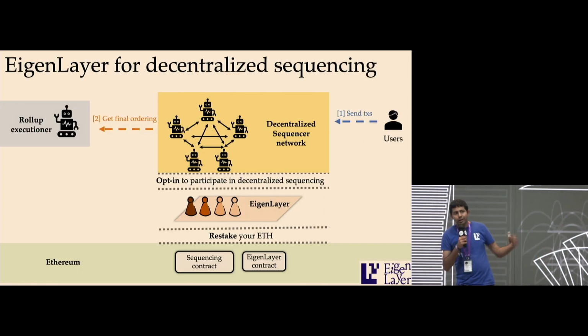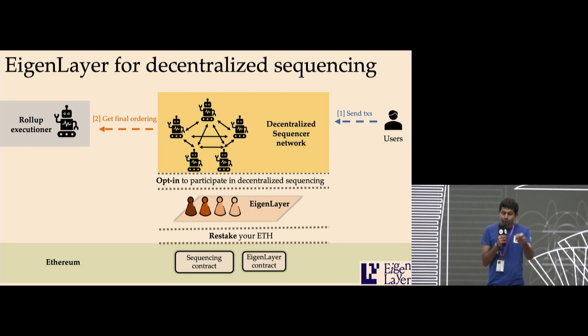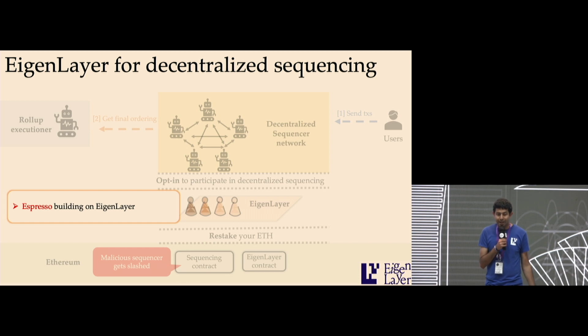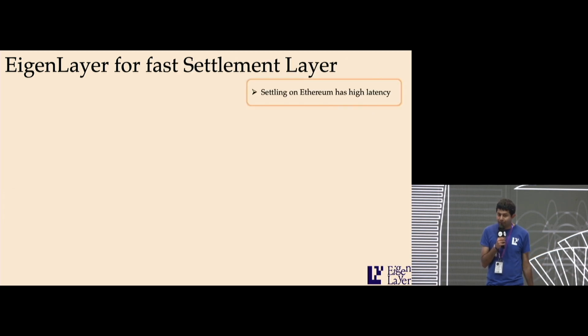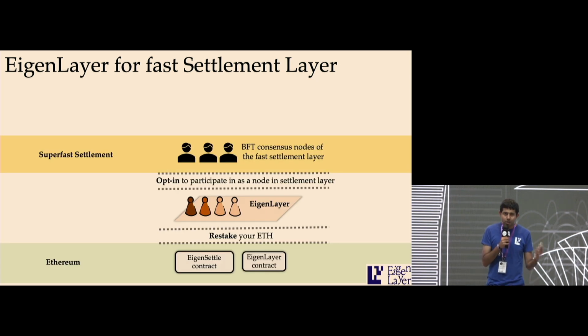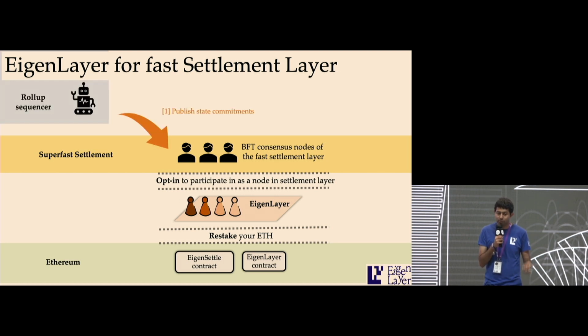can be used for various other things to solve, for example, the sequencing problem. Instead of having one sequencer, we can have many sequencers run through the EigenLayer staking mechanism. Espresso is actually already building a protocol like this on EigenLayer. You can start building fast settlement layer. Instead of waiting for the 12 minutes on Ethereum, or waiting for several hours that Starknet waits today, you can actually write proofs into an EigenLayer service, which verifies your proofs and then certifies that you've done it correctly.